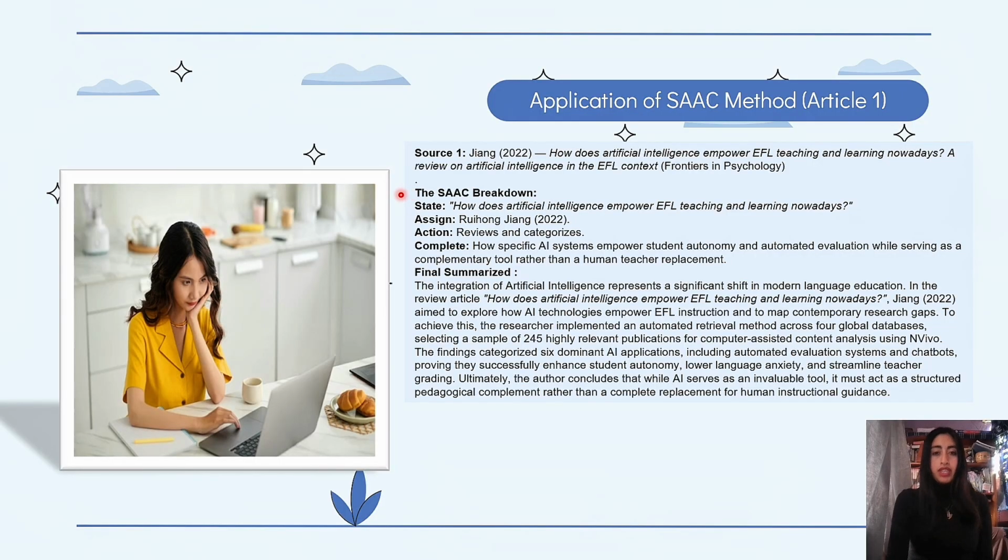Okay, the breakdown is as follows. Stage is "How does artificial intelligence empower EFL teaching and learning." Assign is the author, Jiang 2022. The action is review and categorize. And complete: how specific AI systems empower student autonomy and automated evaluation, while serving as a complementary tool rather than the human teacher. And the final summary of this section is next.